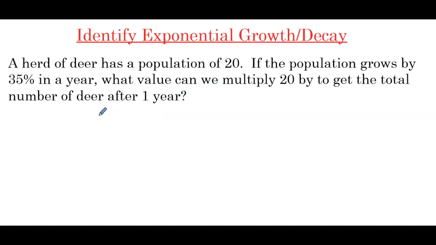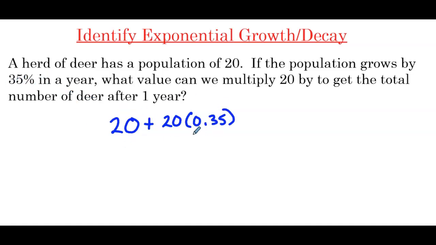Okay, so if we want to figure out how many deer there would be after 1 year, we'd start with the 20 that already are there, and then it grows by 35%. So we have to figure out what 35% of 20 is. So to do that, we take 20 and multiply it by 0.35, the decimal equivalent of 35%.